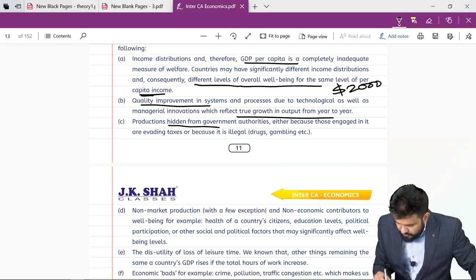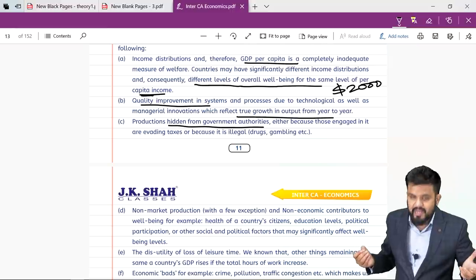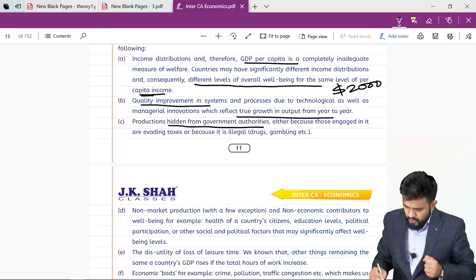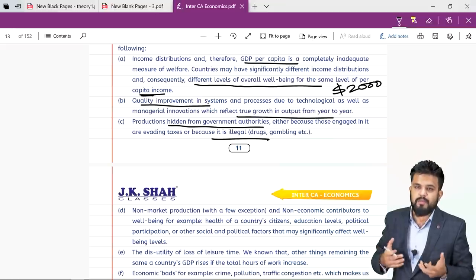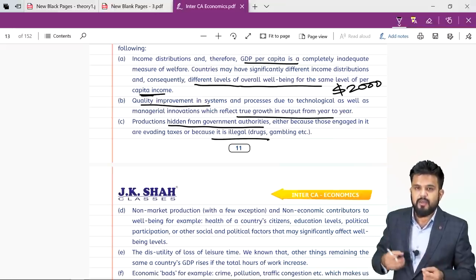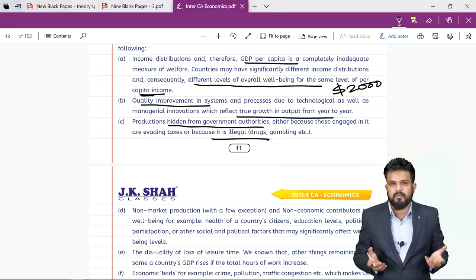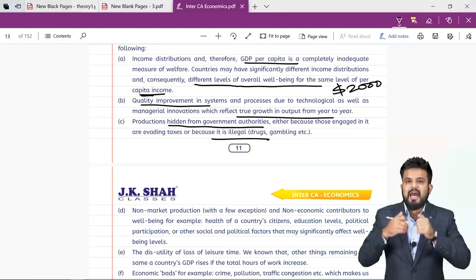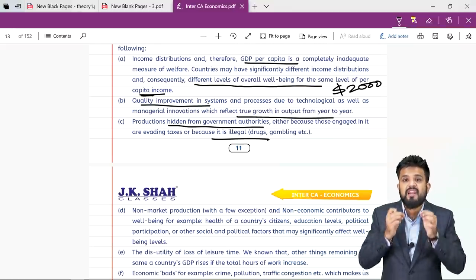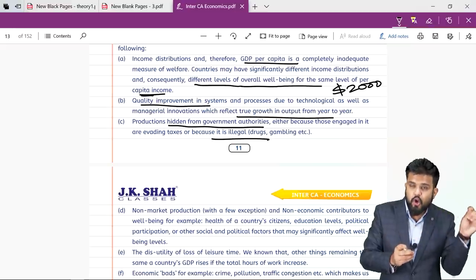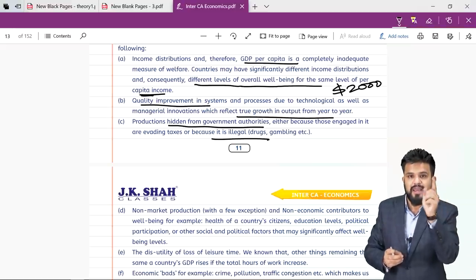Third, production hidden from government authorities, either because they are engaged in evading taxes or they may be involved in some illegal activities. So students, people may be involved in drugs, black marketing, hoarding, wrong activities. Such transactions are not being disclosed. If they are disclosed, they will get recorded, and our gross domestic product may rise.